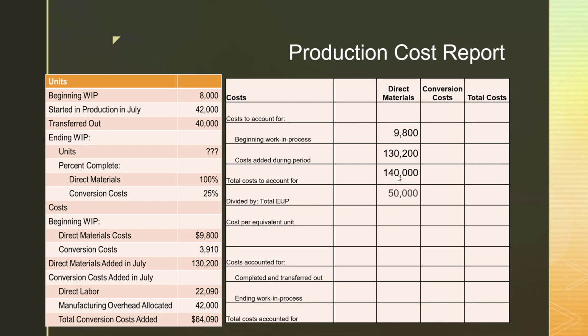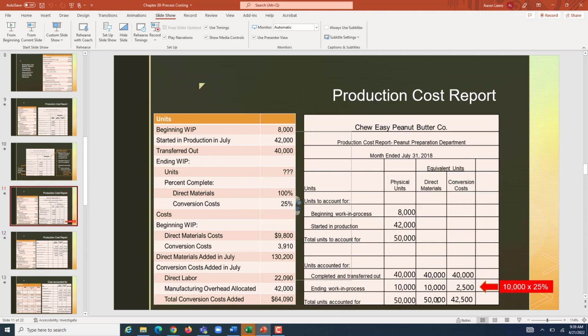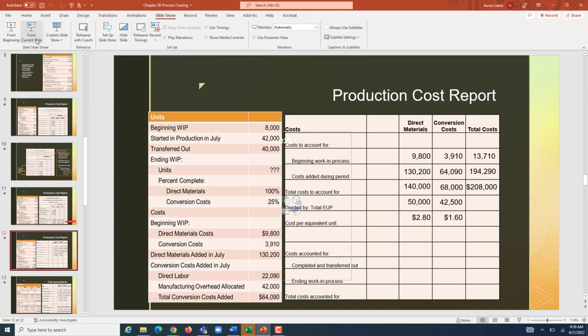Well, our total equivalent units of production for direct materials was 50,000. And I'll just hit escape here really fast and go back up to the prior slide so you see where that number came from. That number is this guy right down here. Our equivalent units of production for direct materials is 50,000. Our equivalent units of production for conversion costs is 42,500. So when you need that number, it comes from the total units accounted for in the physical unit section of your PCR. And here's the answer, but we'll go back in.